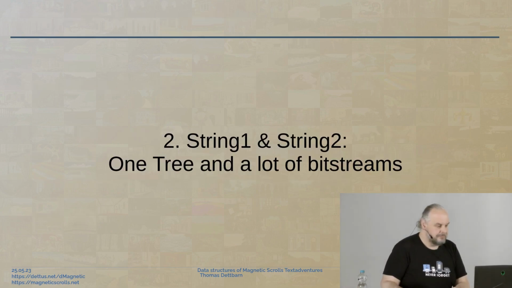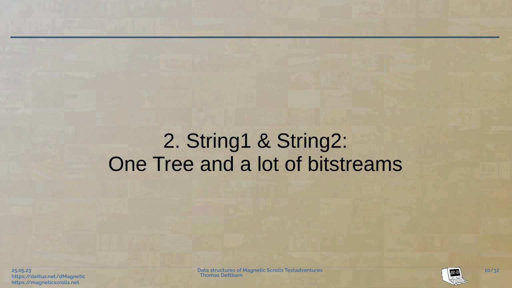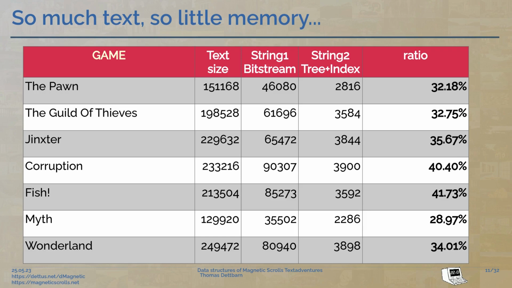Okay, so that was the dict section. The next interesting section was the string 1 and string 2 sections. The games I'm talking about are text adventures, and in those text adventures there was lots of text. What they did was they packed that text, so in the end, the text was only 40% as large as it was before.